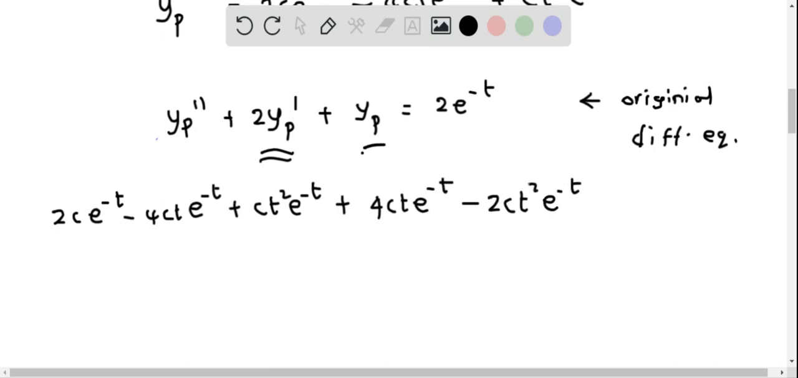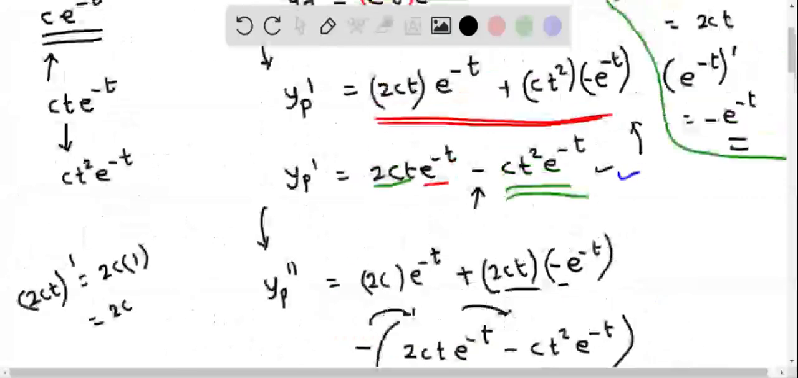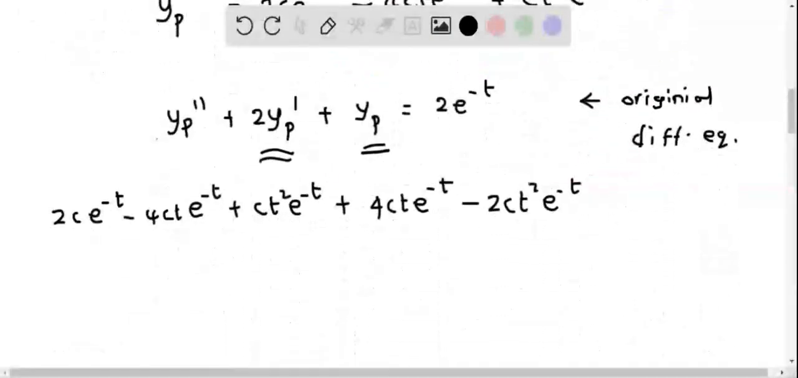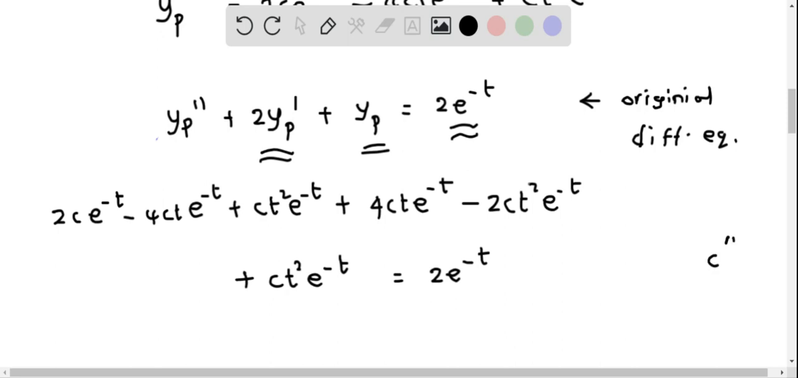And then we have to finally put the yp. So we have yp equals ct square e power negative t. So I put ct square e power negative t, and this equals, on the right side we have this expression 2 e power negative t. So we have to simplify the left side expression and solve for the variable c. That is our focus.